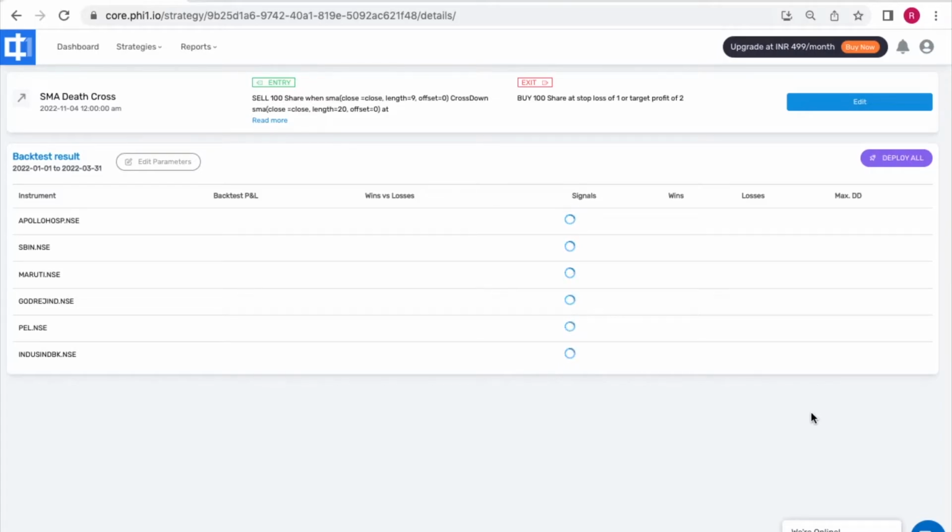While we are waiting for the backtest results, it's useful to know that if you're not happy with any of the results that are showing up in terms of the script or the interval or any of the parameters, you can always go back and edit those things and then come back to the screen.